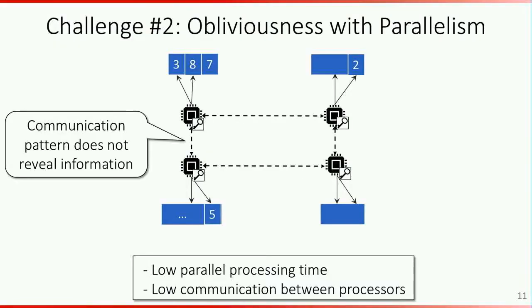Second, whenever I have to move to performing a large amount of computation, I would want to parallelize my computation. And it turns out parallelism with obliviousness comes up with its own set of challenges. For example, now the communication pattern in between the processors should not reveal any more information. And this constraint is in addition to the standard constraints of parallel programming, where you would want to have a low processing time and low communication between processors.